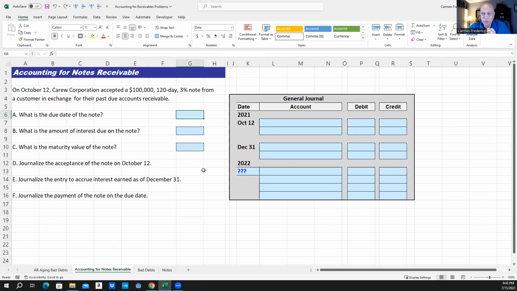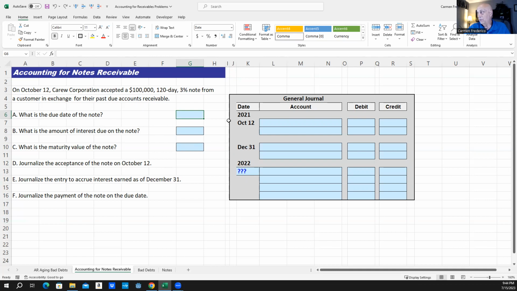Accounting for notes receivable. On October 12th, Carew Corporation accepted a 120-day, 3% note from a customer in exchange for their past due receivables. So they came to Carew and said, I can't pay you right now, but I can pay you 120 days from now. I owe you 100,000. I'll give you 3% interest. Just bear with me. I'm making this promise in a more formal instrument now, a promissory note instead of an invoice. So the old receivable comes off the books and a new receivable goes on the books. And we're going to see that when we look at the entry.